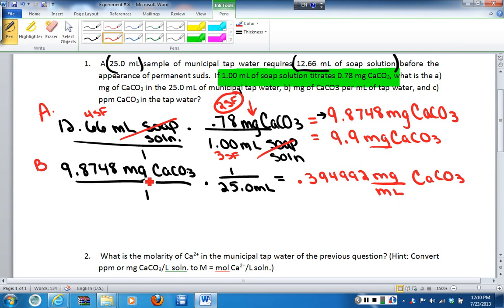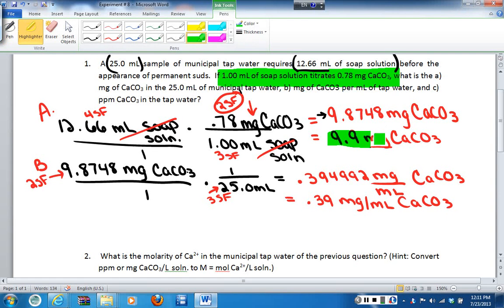You see that none of the units cancel out. We have to pay attention to significant figures. Here, with this number, even though we're using 5 digits, we know that only 2 of them are significant from the previous problem. Here we have 3 sig figs, so when we report our final answer for part B, we can only have 2 significant figures. So we've done part A, where we determined the milligrams of calcium carbonate. We've done part B, where we determined the milligrams per milliliter of calcium carbonate.